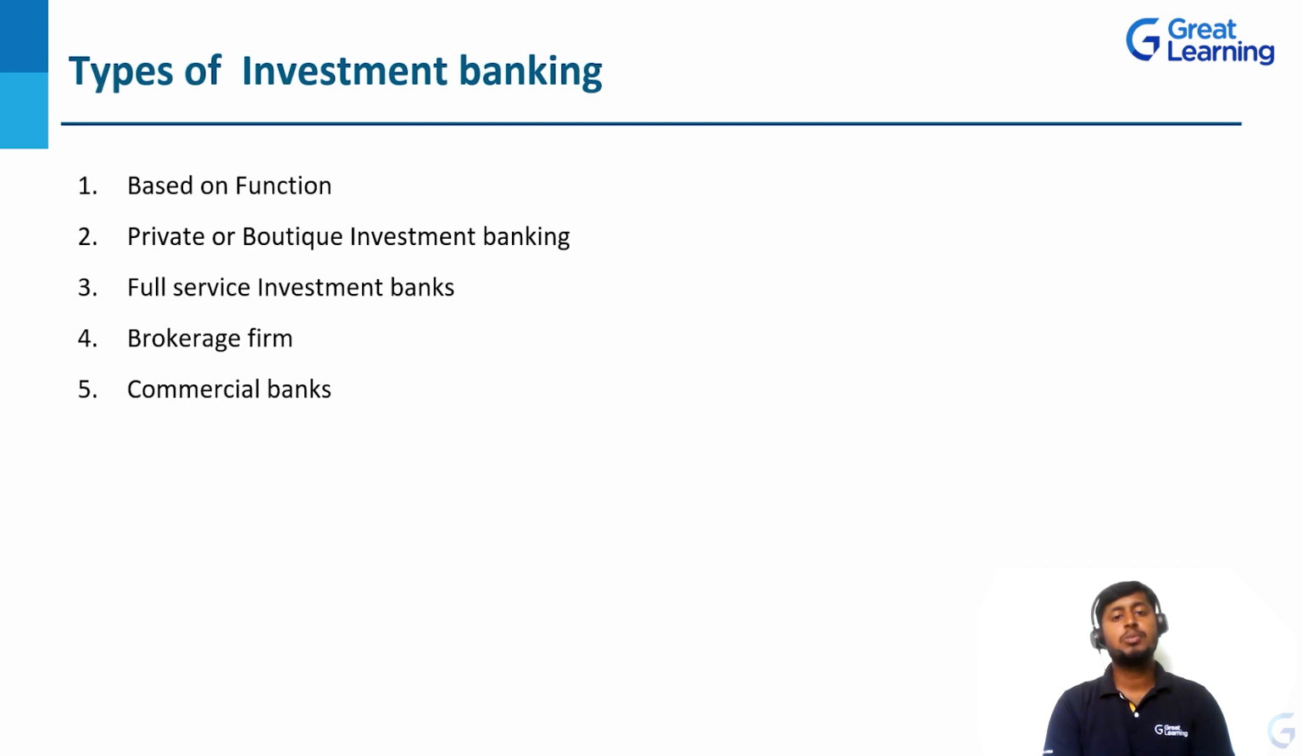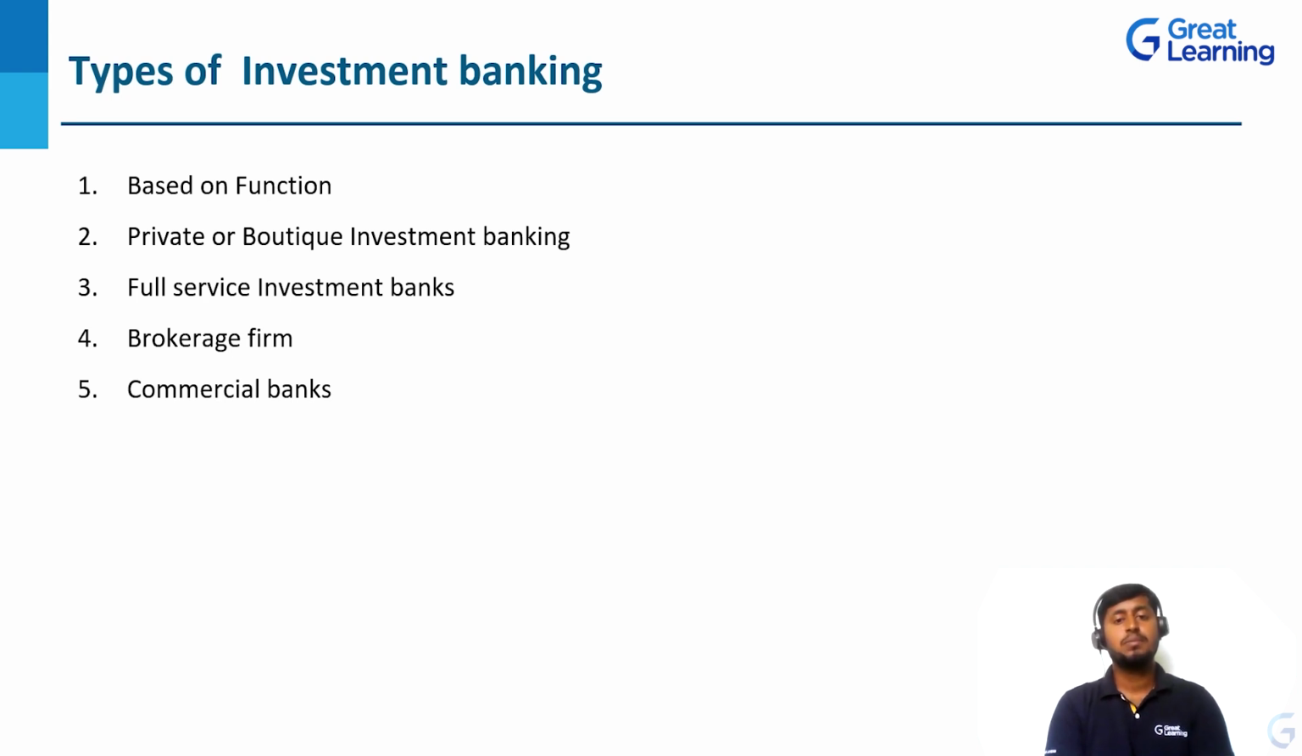So next, types of investment banking. What are the different types of investment banking? We have five different types. First, based on the function. Second, private or boutique investment banking, then full service investment banks, brokerage firms, and commercial banks. These are the five types of investment banks. We'll see them one by one.